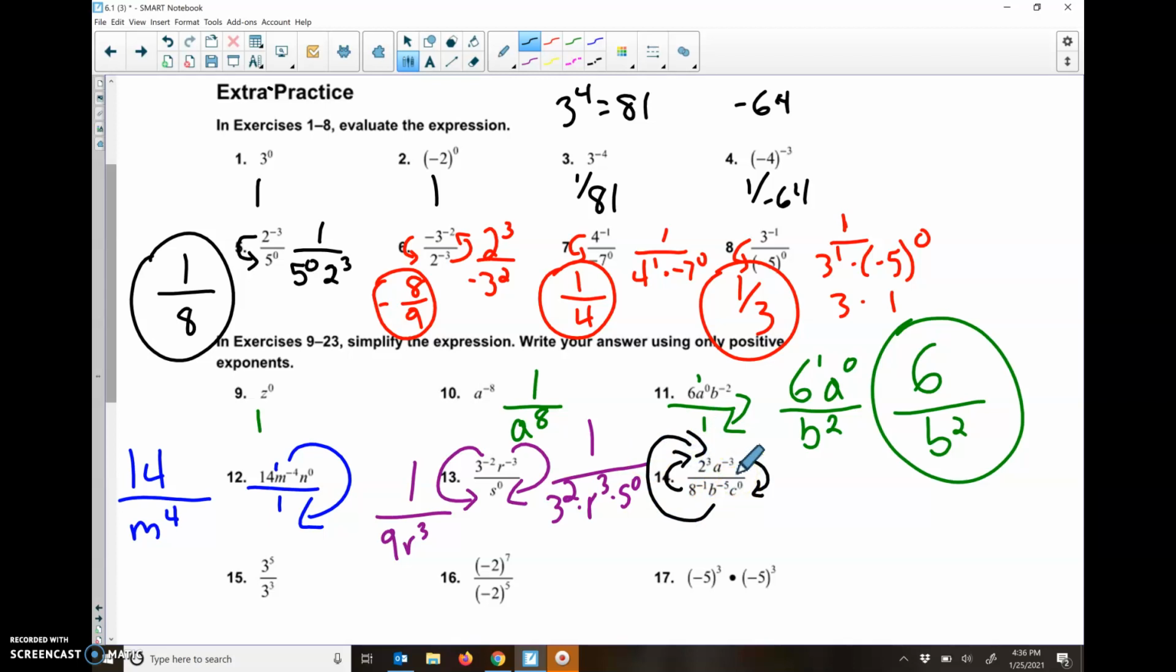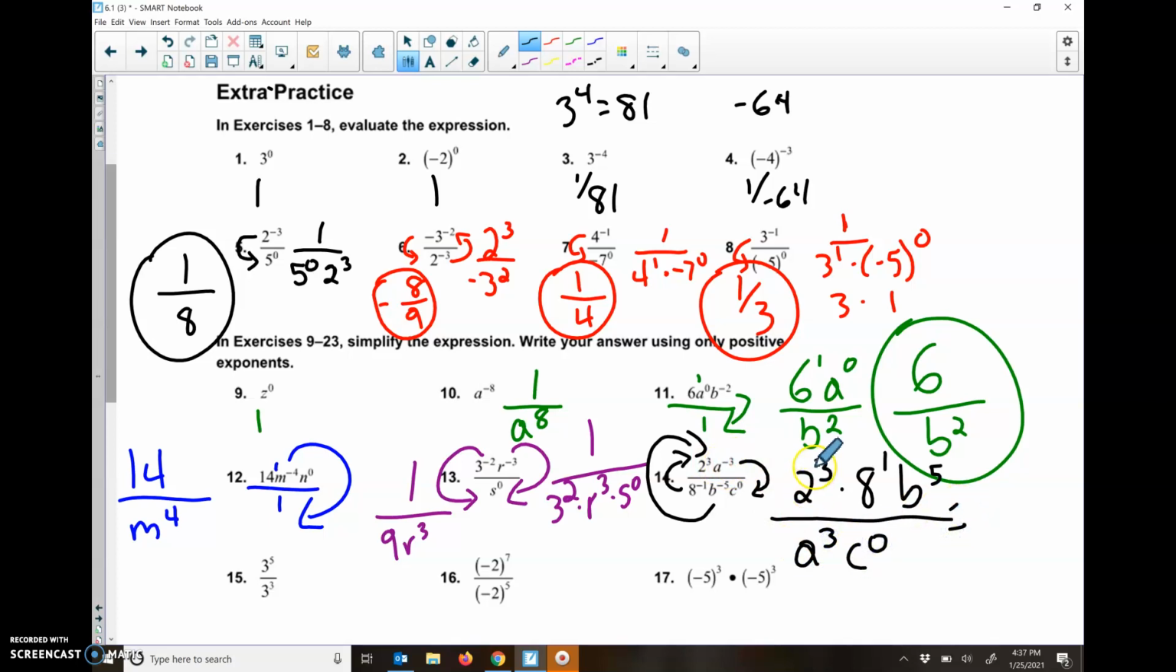C to the 0 is not negative, so it can stay there. So I have 2 to the third power on top. And then 8 switch, so 8 to the first power. And then b switch, so b to the fifth power. A to the negative third switch to the bottom, along with c to the 0. And now let's simplify this.